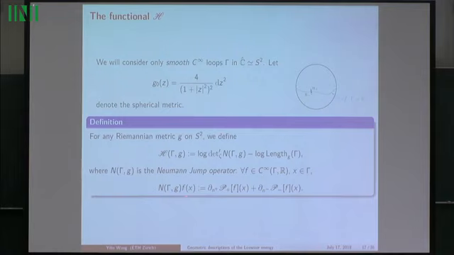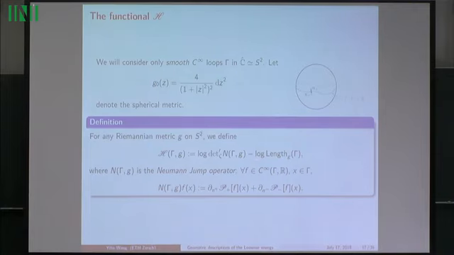What N does is take the harmonic extension of the function to both sides, then take the exterior normal derivative from both sides and add them up. This is called the Neumann jump operator. It maps a function on gamma to a function on gamma. And here you see the zeta regularized determinant, and here is the length of gamma in the metric G.